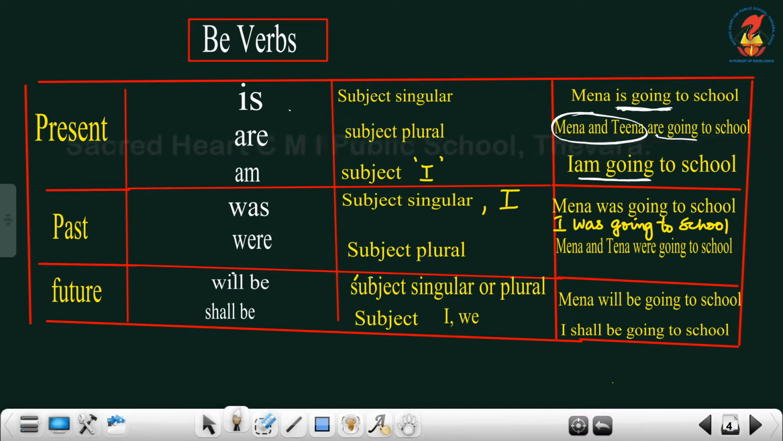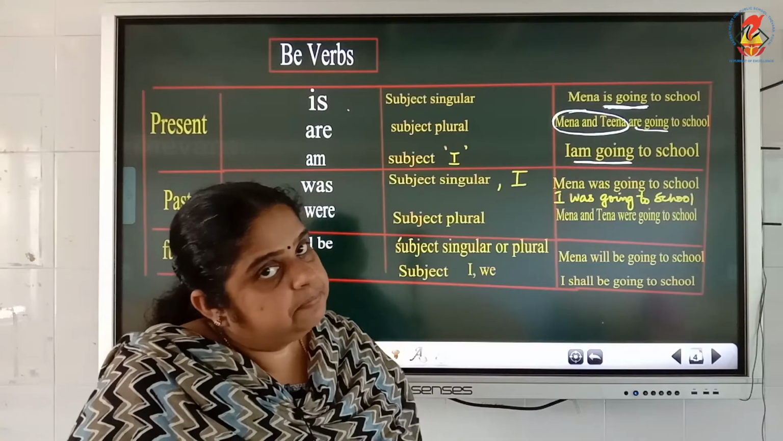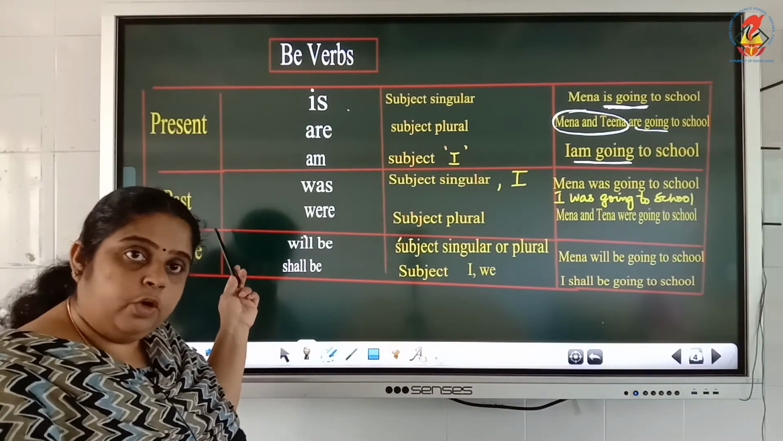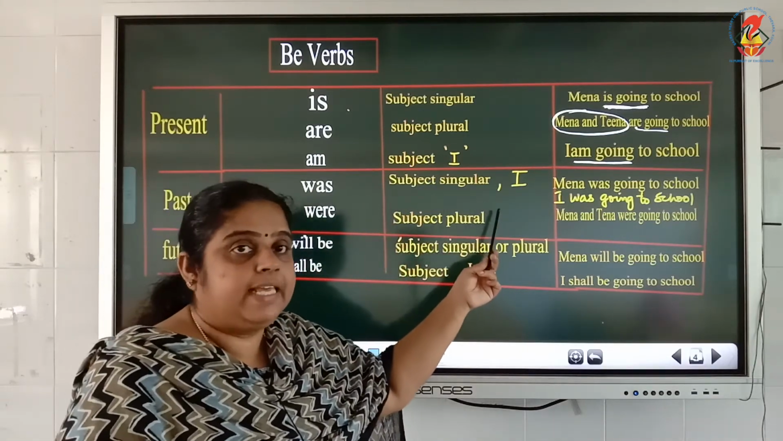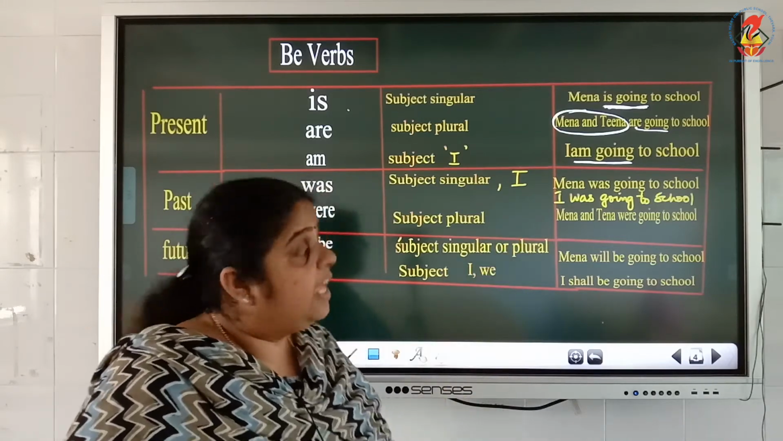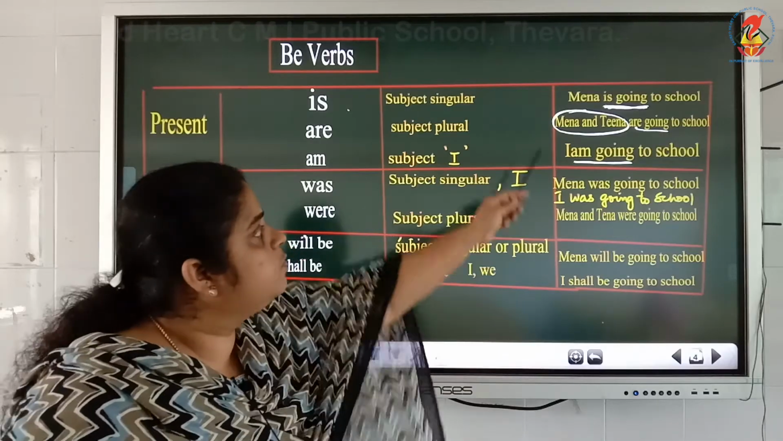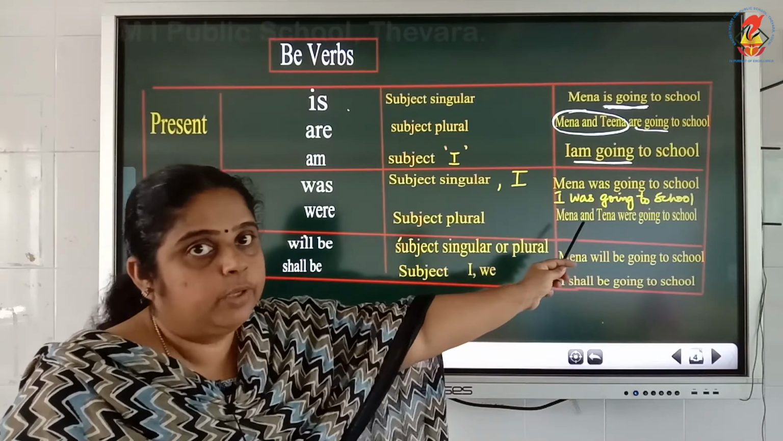Example: Meena is going to school. Meena and Tina are going to school. I am going to school. Is that clear? Then, was and were are used in the past tense. Was is used when the subject is singular and along with I. Meena was going to school. I was going to school. Then, if the subject is plural, what do we use? We use were. Meena and Tina were going to school. That is in past tense. This was present tense, this is past tense.